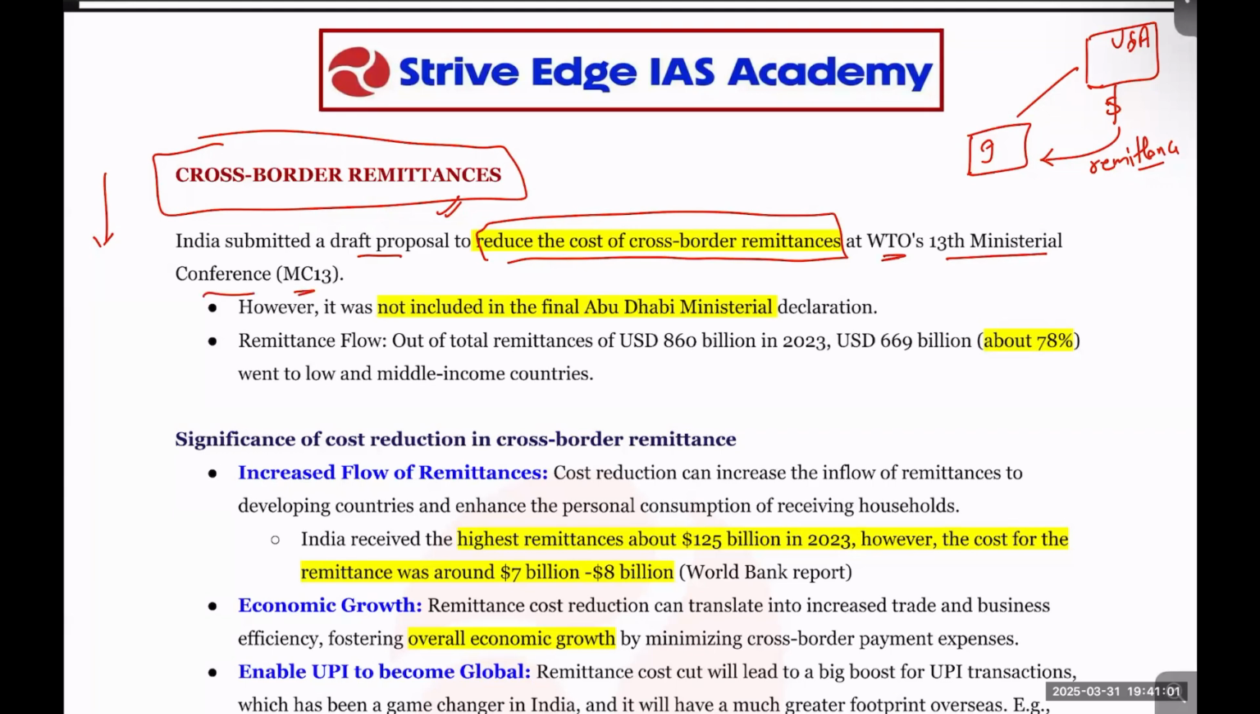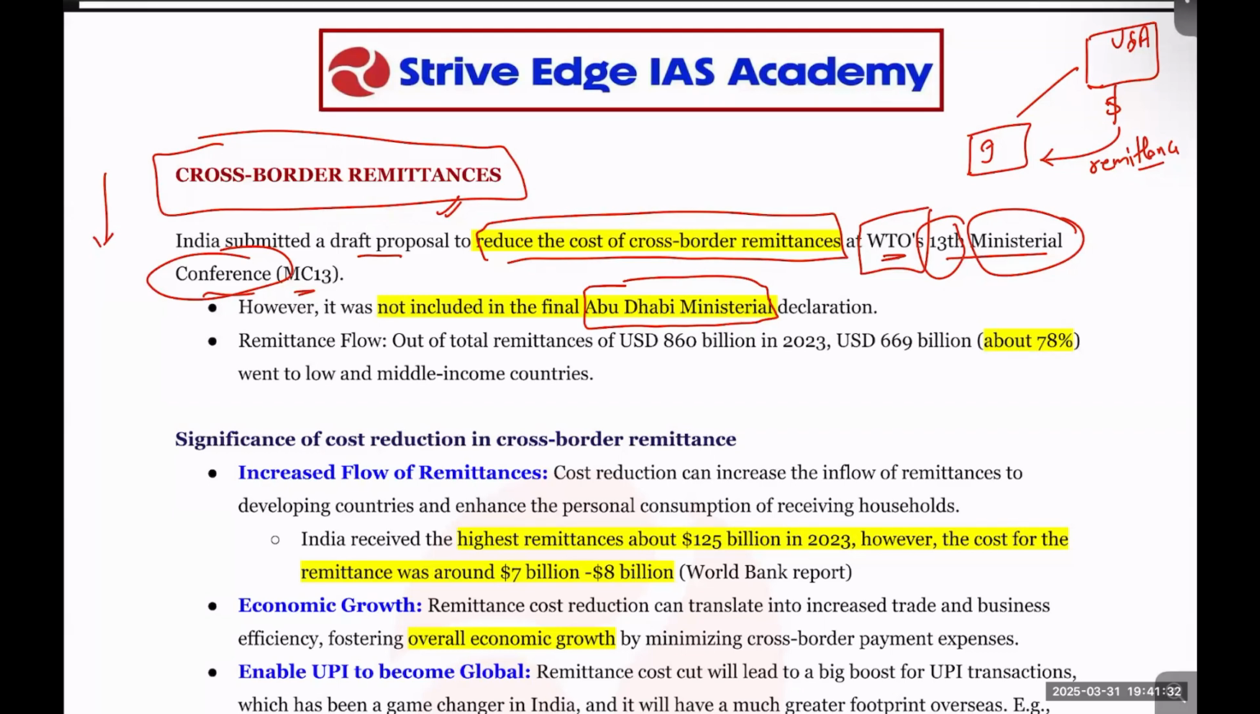Now, India submitted a draft report to reduce the cost of cross-border remittances at WTO's 13th Ministerial Conference, MC13. You should remember that ministerial conferences are the meetings of the parties which are held for the WTO. You should also remember that the 13th ministerial conference has recently been conducted in Abu Dhabi. These are recent happenings that you should remember.